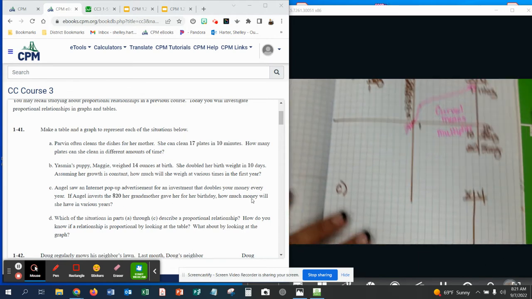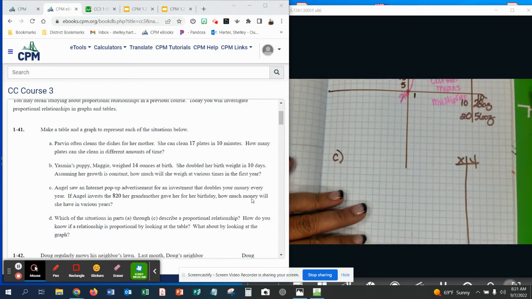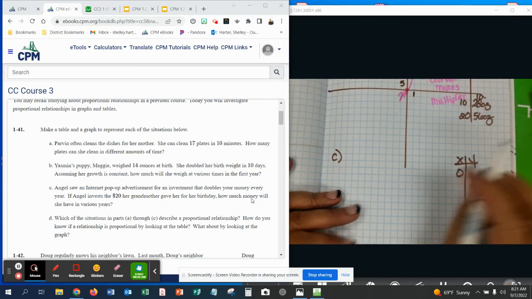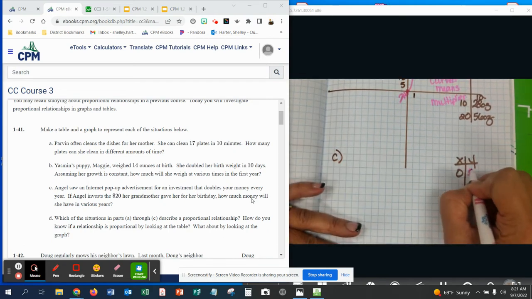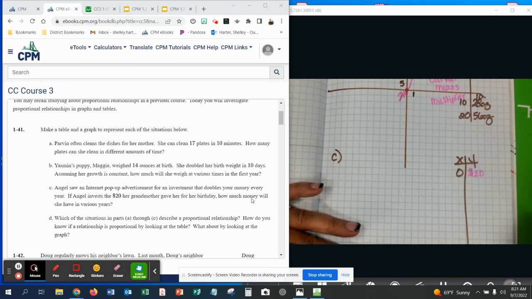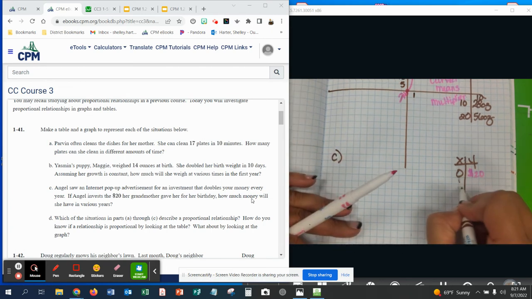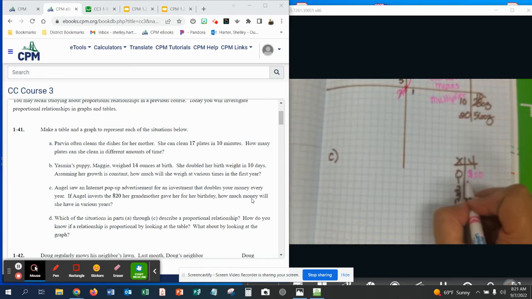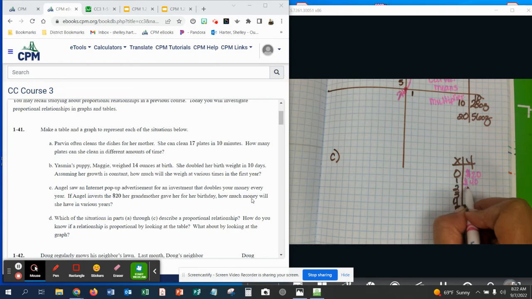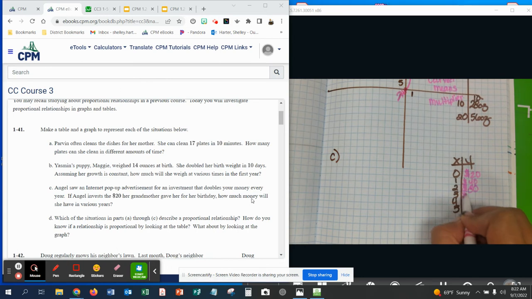Now, this particular one is not going to be proportional. Why isn't it going to be proportional? Because you have to invest the $20 her grandmother gave her to collect the interest on the money. So we're going 1, 2, 3, 4, 5. It's supposed to double each year. So the first year is $40. The second year is $80. The third year is $160. The fourth year is $320, and then the fifth year is $640.